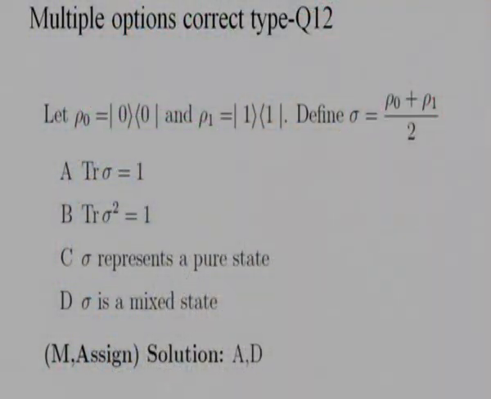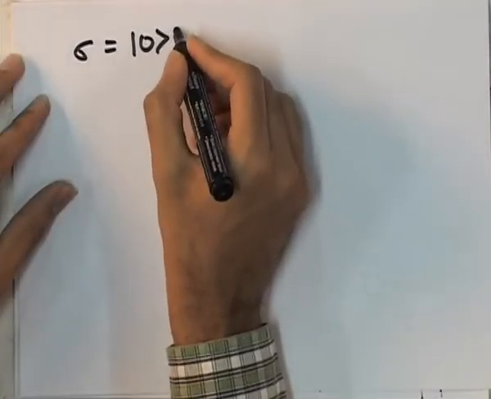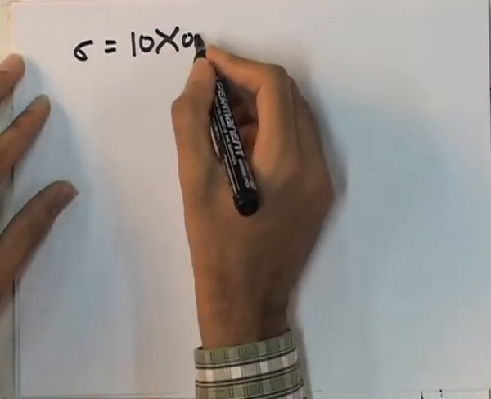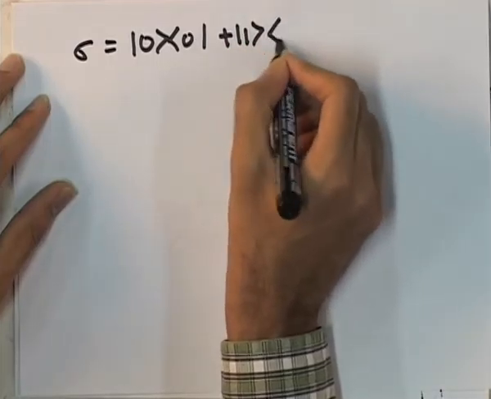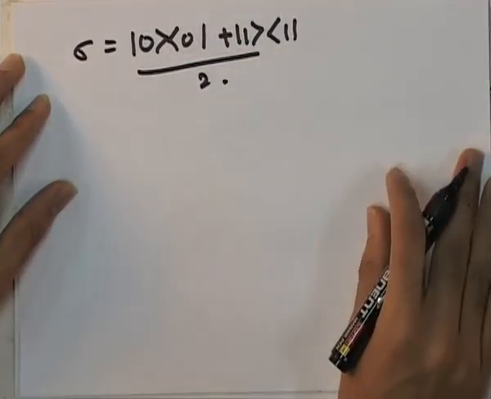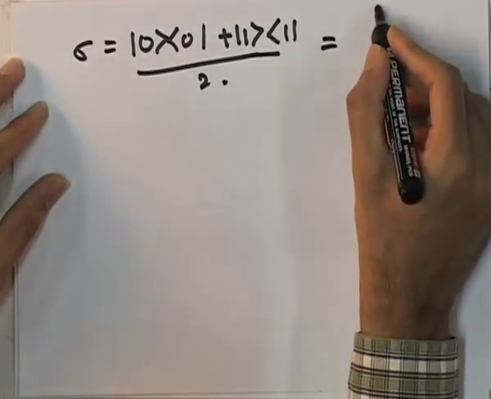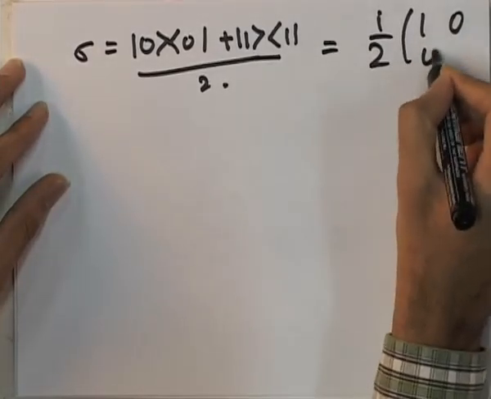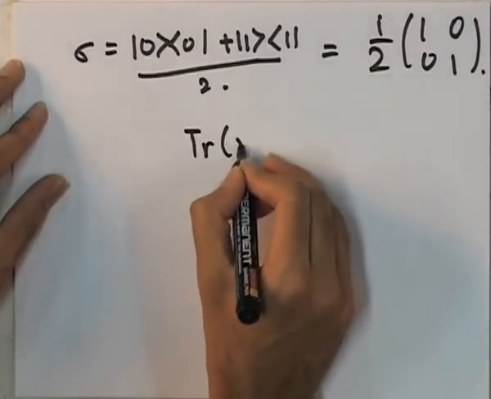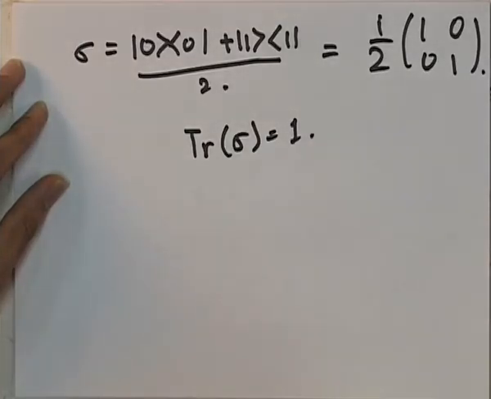Question 12: we have been given a matrix and we have to check whether each of these is true or false. So we have sigma equal to (|0><0| + |1><1|) upon 2. The first option is that the trace of sigma is equal to 1. In matrix form, this is the same as half times the matrix 1 0 0 1. Clearly the trace of sigma is equal to 1. So option A is correct.